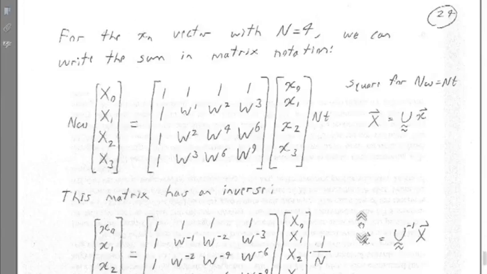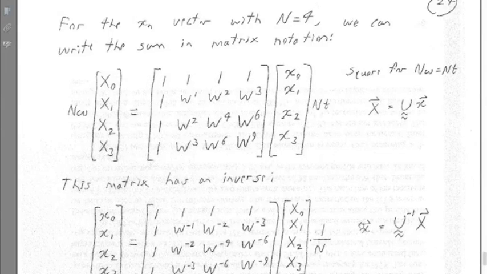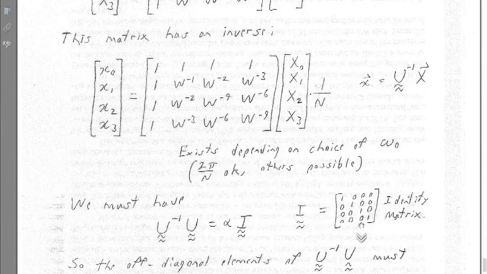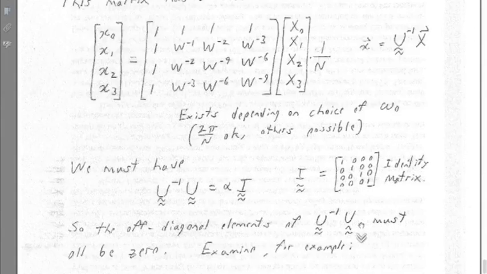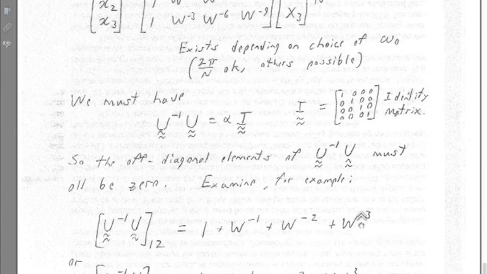Why do we go to this matrix notation? Well, really just to try to make it simpler. I'll explain this more and the implications of this more, and we'll see why this matrix is so easily invertible.